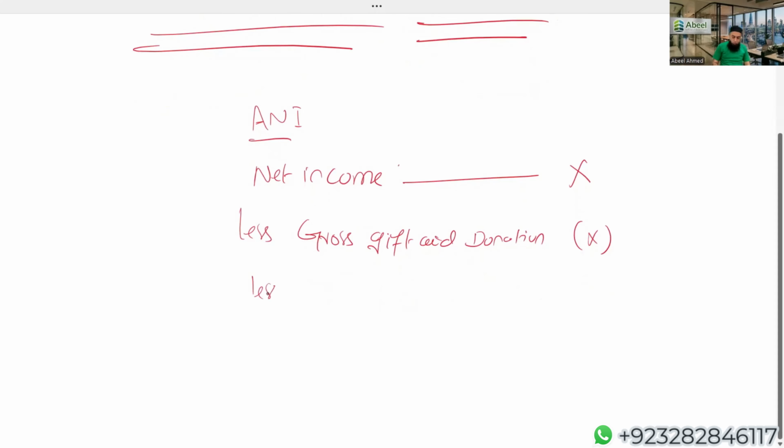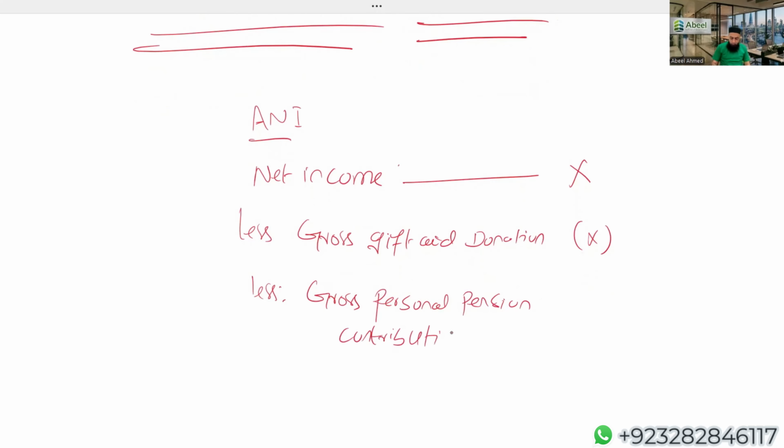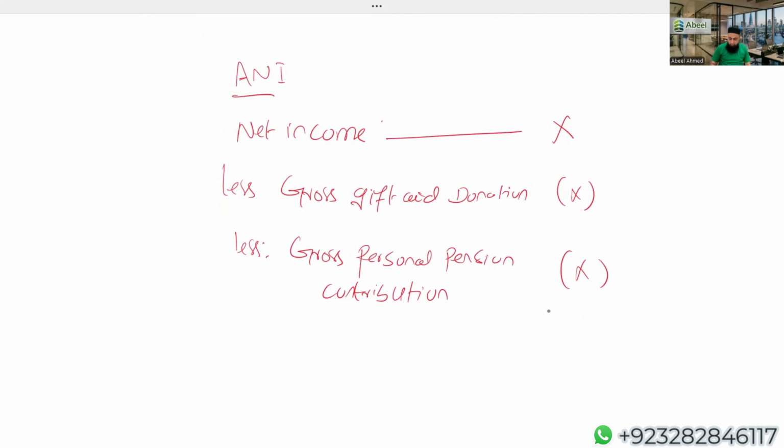Then you will deduct gross personal pension contribution. Again, whatever individual contributes in personal pension scheme, it is treated as 80%. And how do we gross it? By multiplying that amount by 100 divided by 80, you make personal contribution gross. Net contribution becomes gross by multiplying 100 upon 80, and you will get adjusted net income.